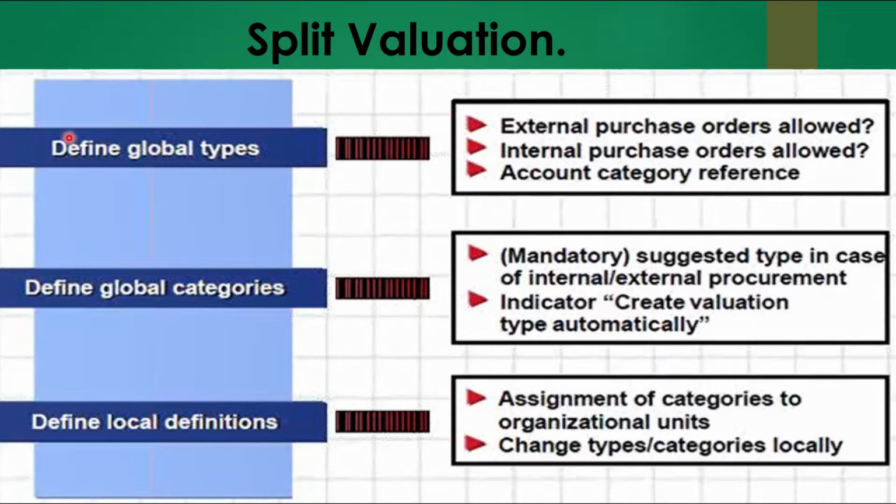Then we map these defined global types to the global categories, where we define one global category, let's say procure type or origins, like that. But that we will see in the next slide. So in the first step, we decide global types and then we assign those global types to global categories. And then in define local definition, we activate the split valuation for a particular material type along with a particular plant. So this configuration we're going to do next.